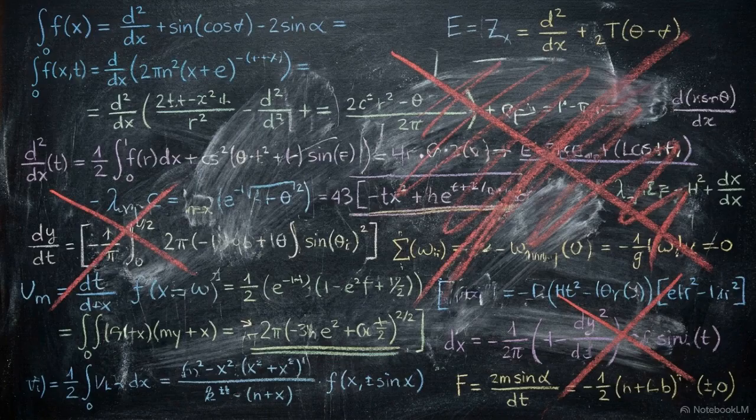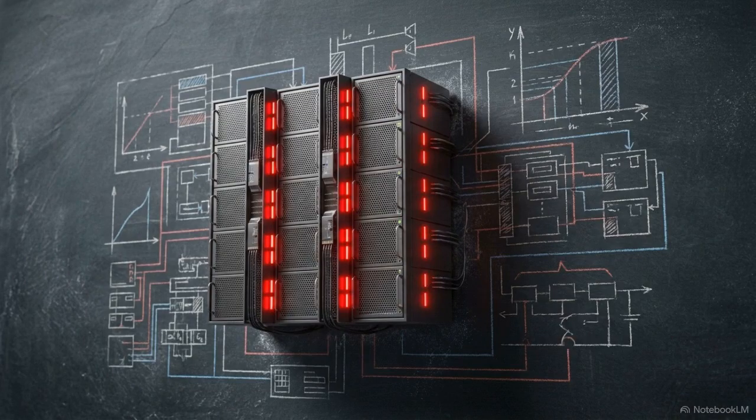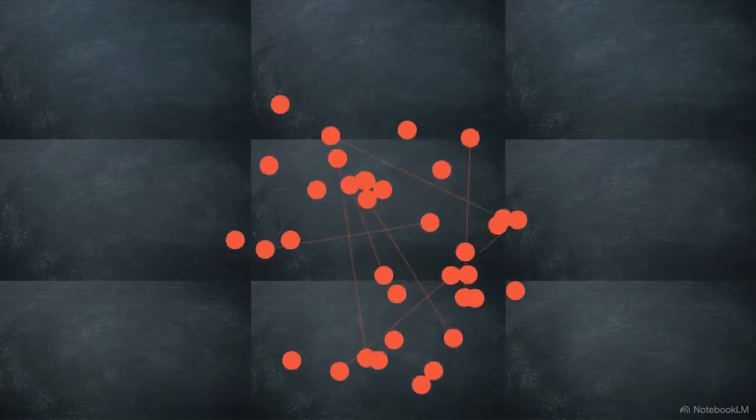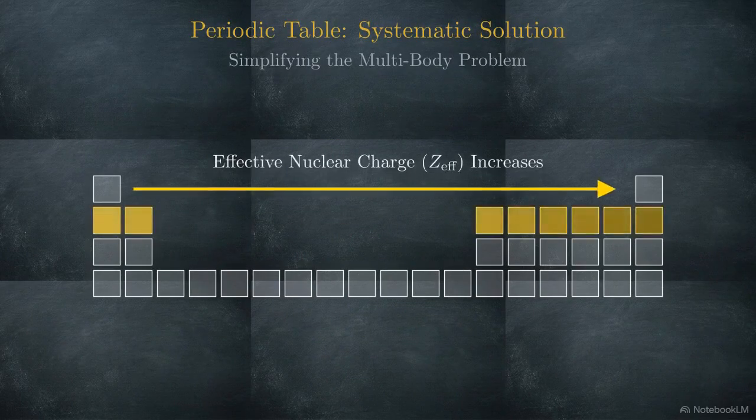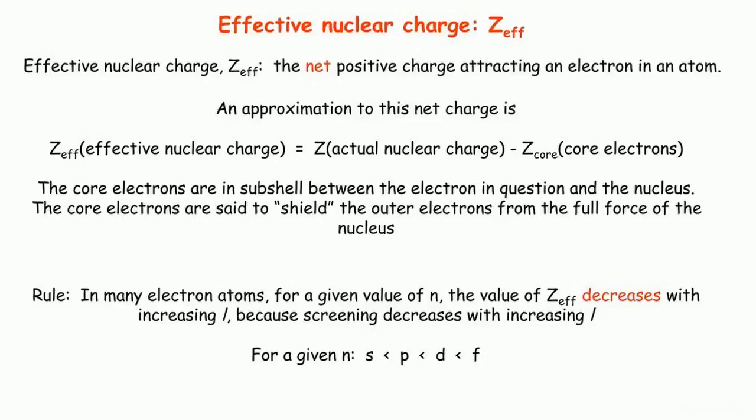Because these repulsions are constantly shifting as the electrons move, solving the Schrödinger equation to find their exact positions becomes a mathematical impossibility. This chaos grows exponentially with every added proton, quickly exceeding the practical limits of raw computation. To navigate the rest of the periodic table, we require a systematic way to simplify this mess without losing the underlying chemistry. The standard textbook solution to this multi-body problem is a concept called effective nuclear charge, or Z effective.